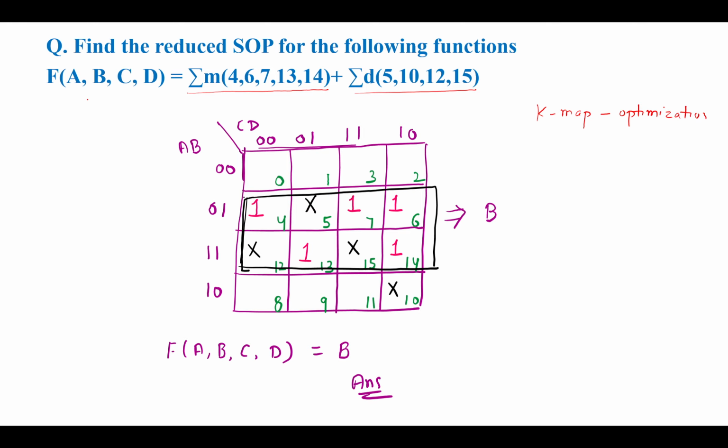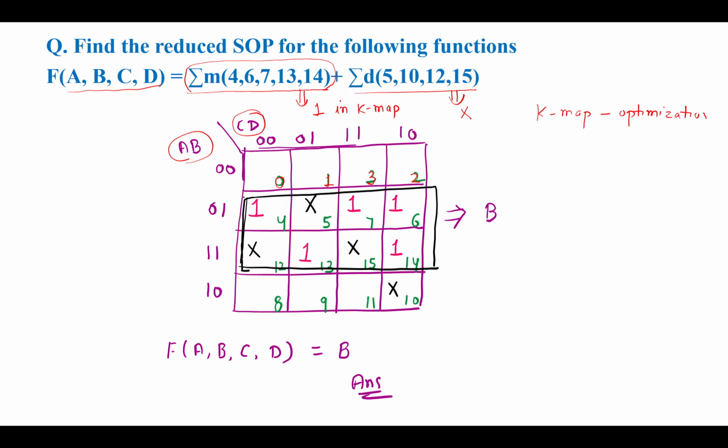So here the variables are ABCD, where this is the MSB and this is the LSB. This is a four variable K map. These 0, 1, 2, 3 represent the minterms. First you have to include the minterms of this function. These minterms are represented by 1 in the K map, and the don't care conditions are represented by X. So this value may be 0 or 1.